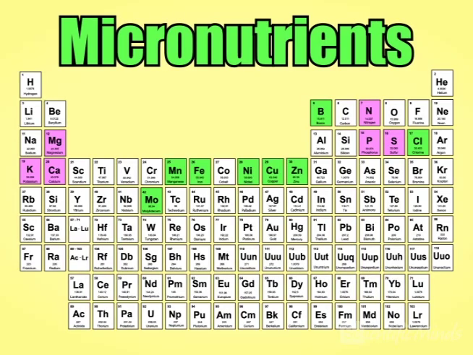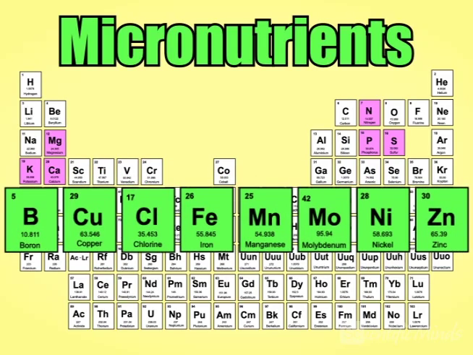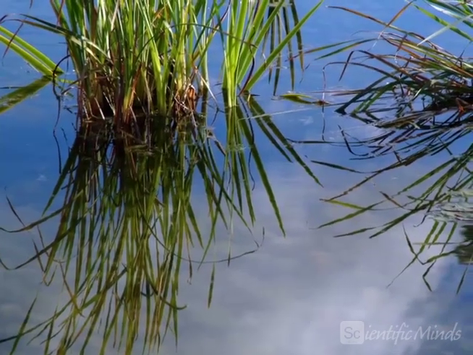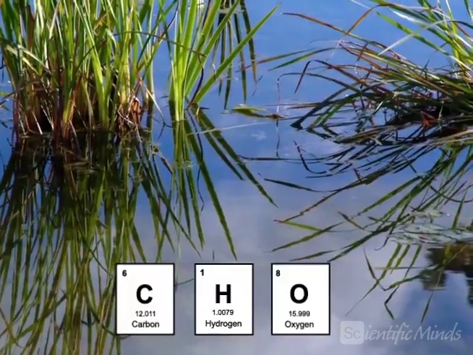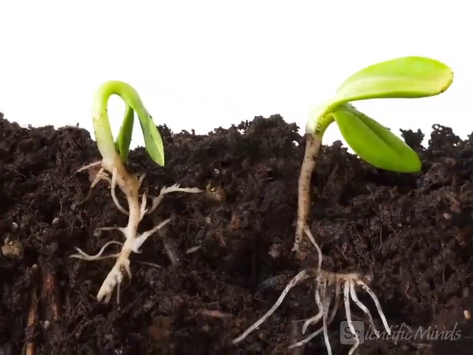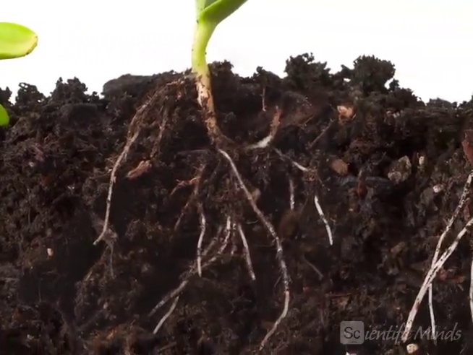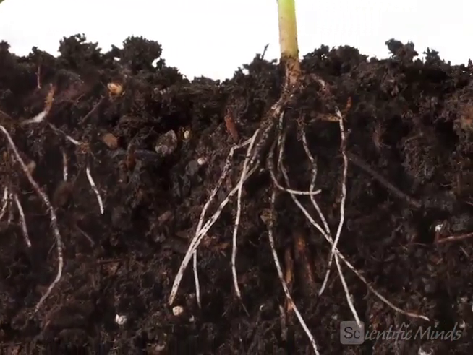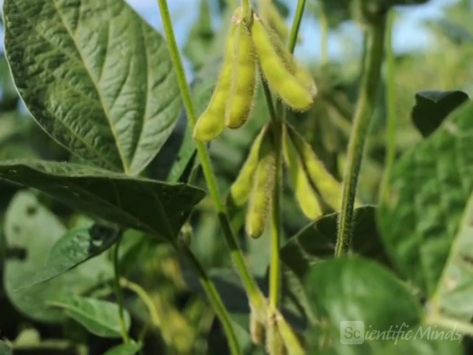Micronutrients are nutrients that plants need in smaller amounts. They are boron, copper, chlorine, iron, manganese, molybdenum, nickel, and zinc. Plants also obtain carbon, hydrogen, and oxygen from air and water. In order for a plant to stay healthy and thrive in its environment, all of the parts of the root system must work together to transport water and nutrients from the tiny root hairs all the way up to the leaves.